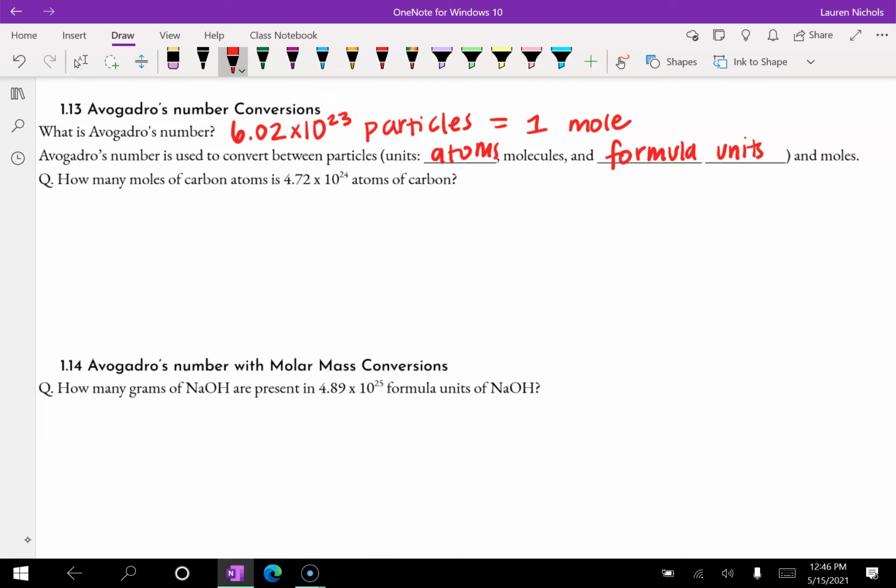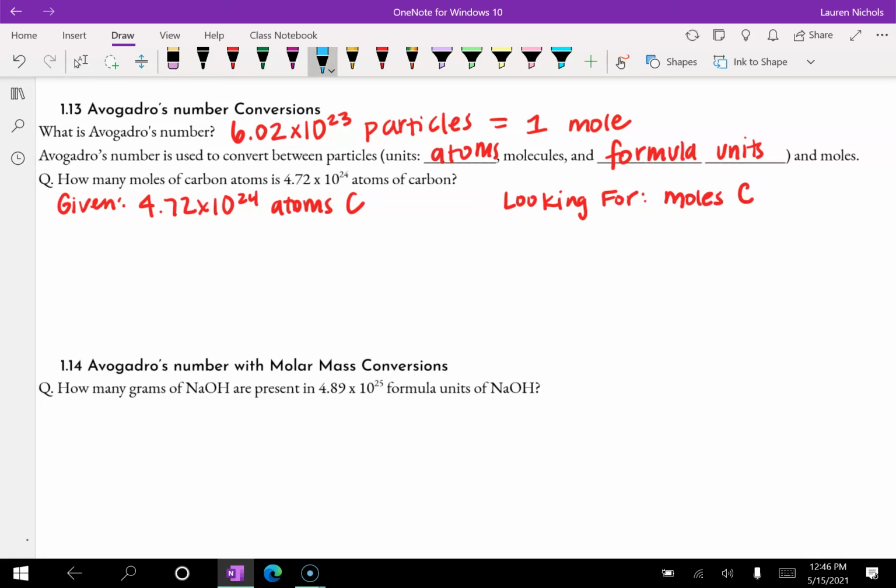And so when we look at this problem, we really just solve it the same way, except now we have a new possible fraction. So here it says how many moles of carbon atoms is in 4.72 times 10 to the 24 atoms of carbon. And so when we label what we're given and what we are looking for in this problem, we write down our 4.72 times 10 to the 24 atoms of carbon. And what we're looking for, it says how many moles of carbon. So we're looking for moles of carbon.